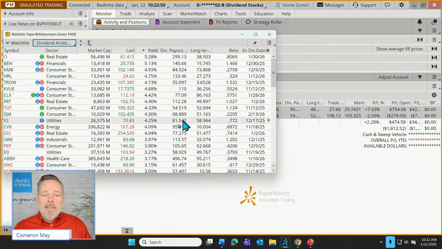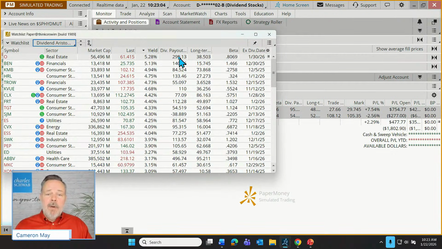Now, O and ESS, and to be fair, FRT as well, don't fluctuate their dividends like that, or they would not be listed here among the dividend aristocrats. But this is enough, though, for maybe some investors to say, that's a nice track record. But as we're looking for signs of weakness, that might be one.